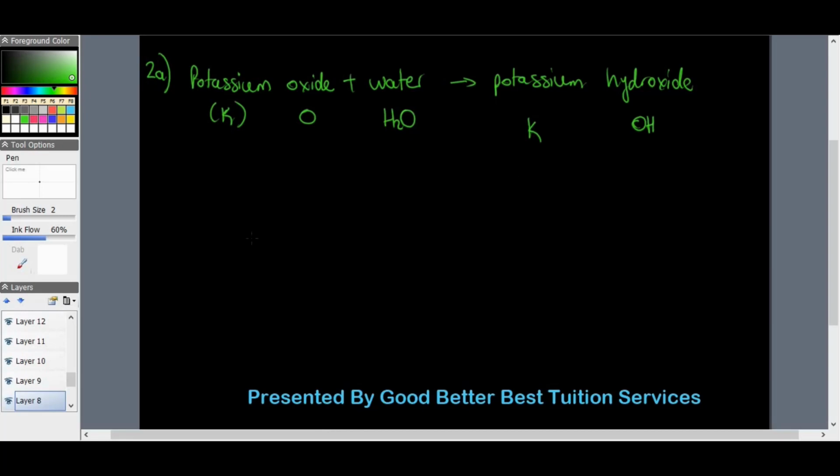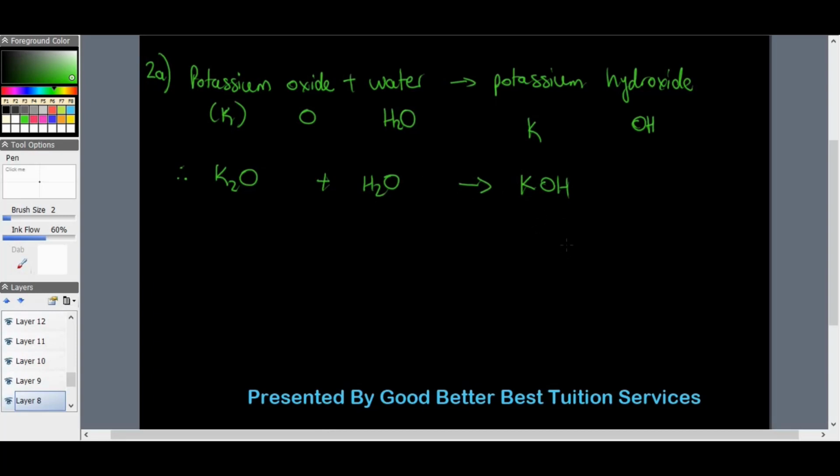So therefore, the chemical equation will look something like this. K2O plus H2O gives us K, that's capital K, just write that out again, OH.